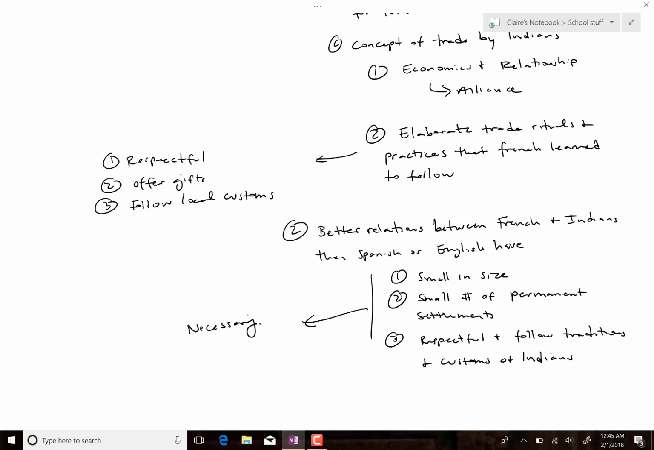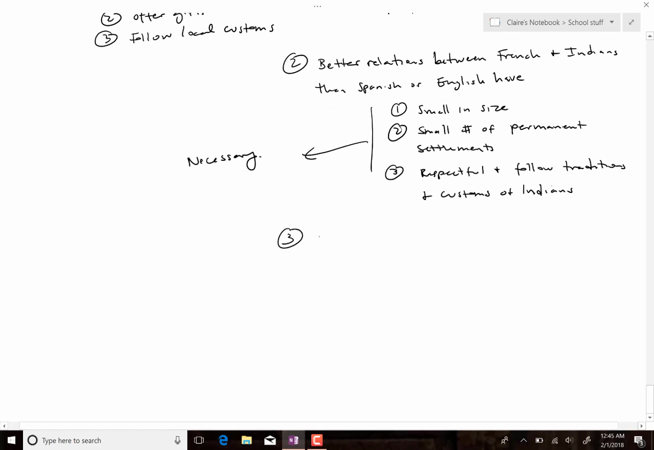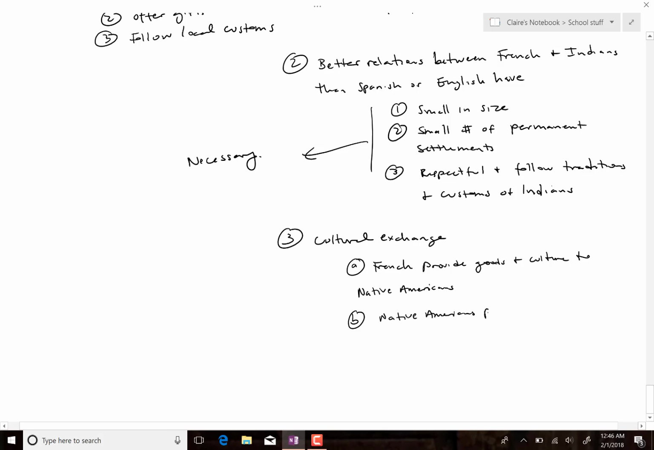the others. And this ultimately was seen as a way that you could have a cultural exchange between the two groups. Right, because it changed, and there still was negative impact from the French as far as what they introduced to the Native Americans in trade. But the idea of the cultural exchange is that the French provided goods and culture to the Native Americans. And the Native Americans provided goods and culture to the French.